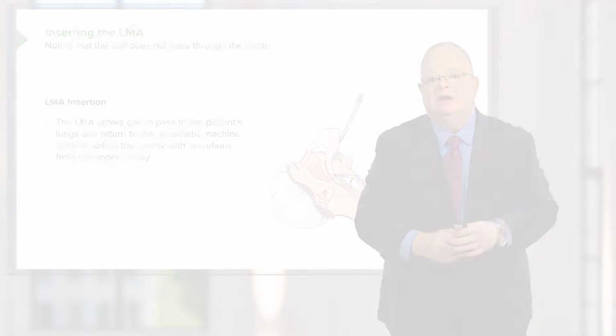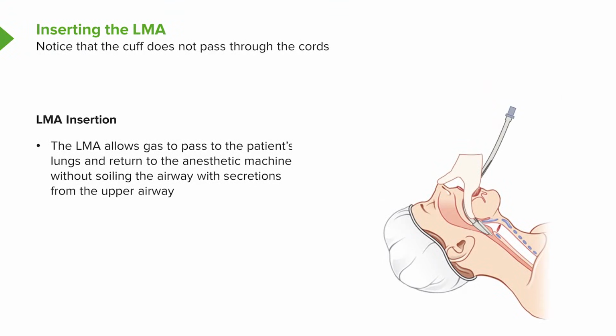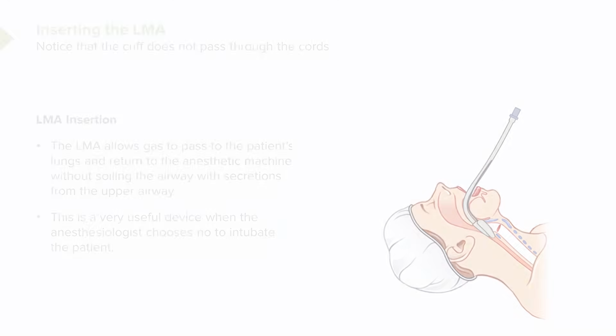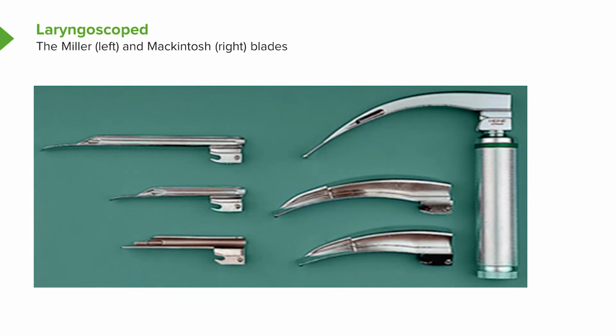And you can push the laryngeal mask right down into the upper airway, and you can see the mask is in place. It's not occluding the airway, it's above the airway, and it's holding the epiglottis out of place. It's very useful.